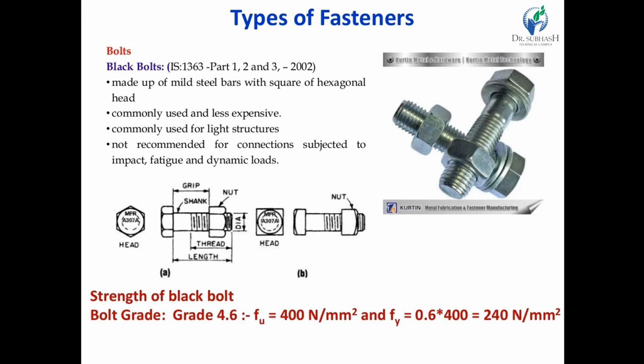Next one is bolted connection. You can see in the figure the bolted connection, and you know very well the shape of a bolt. In that, first is the black bolt.